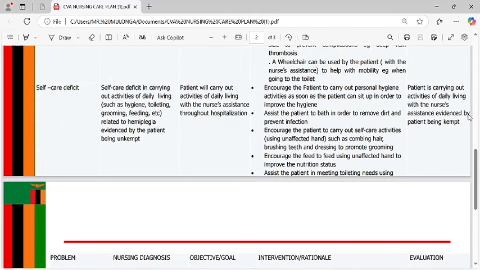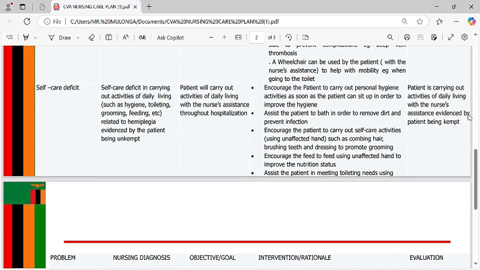Number 3, I will encourage the patient to carry out self-care activities such as combing hair, brushing teeth, and dressing to promote grooming. So here we are going to encourage our patient to carry out these activities of daily living, such as combing their hair, brushing their teeth, dressing up, to promote grooming, to promote hygiene, and all those things.